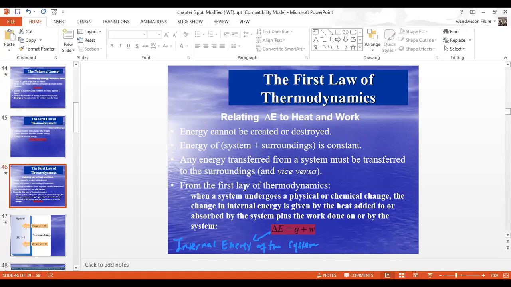So that will lead us to the first law of thermodynamics, which states that when a system undergoes a physical or chemical change, the change in internal energy, which is delta E, is given by the heat added to or absorbed by the system, plus the work done on the system or the work done by the system. The work done on the system and the work done by the system. This link has a big significance in terms of calculating the quantitative value of the internal energy of the system.